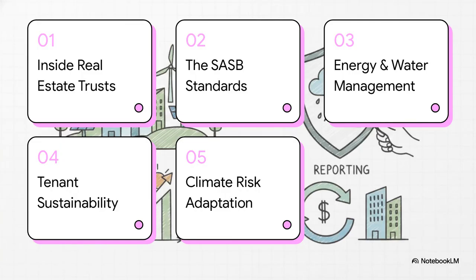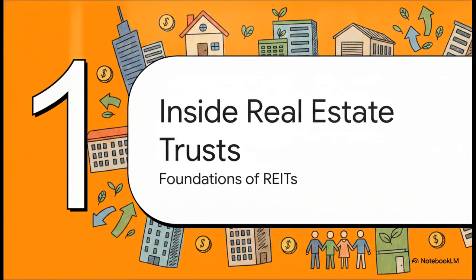We've got a really clear roadmap for today. We're going to start with inside real estate trusts, then move into the SASB sustainability standards and break down energy and water management. After that, we'll look at influencing tenant sustainability and wrap up with climate change risk adaptation. Let's get to it. Section 1.